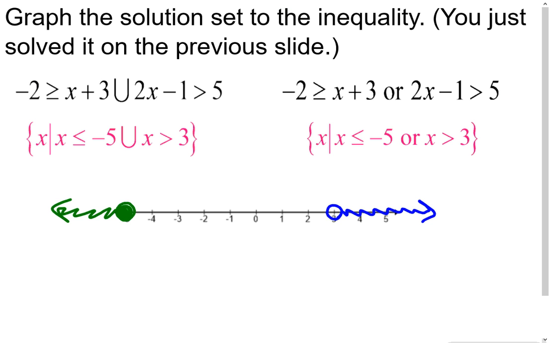Now, being it's an or statement, we can have a solution that's less than or equal to negative 5, negative 6, negative 20, negative 100. All of those numbers will satisfy that inequality because we only have to satisfy one of the parts. But then we also come over here, and any number that's greater than 3, 4, 5, 1 billion, if we put that into our inequality, it's going to satisfy one of them. But remember, it only has to satisfy one because we have an or statement. So there's what our solution set's going to look like in graphed mode.